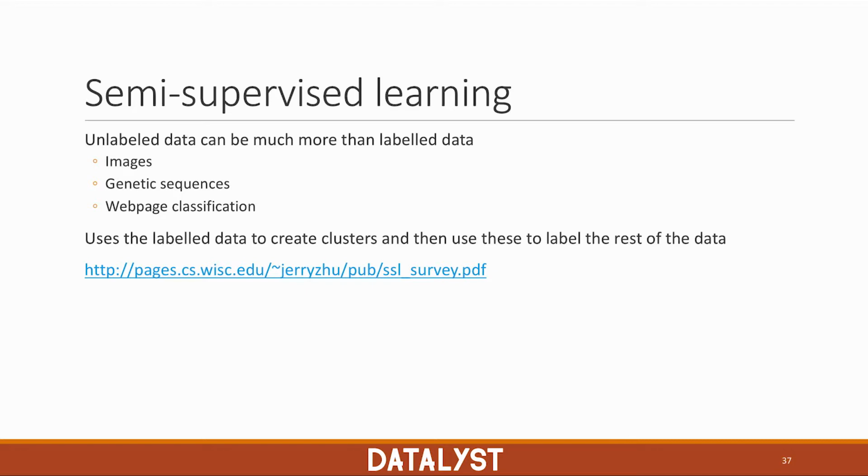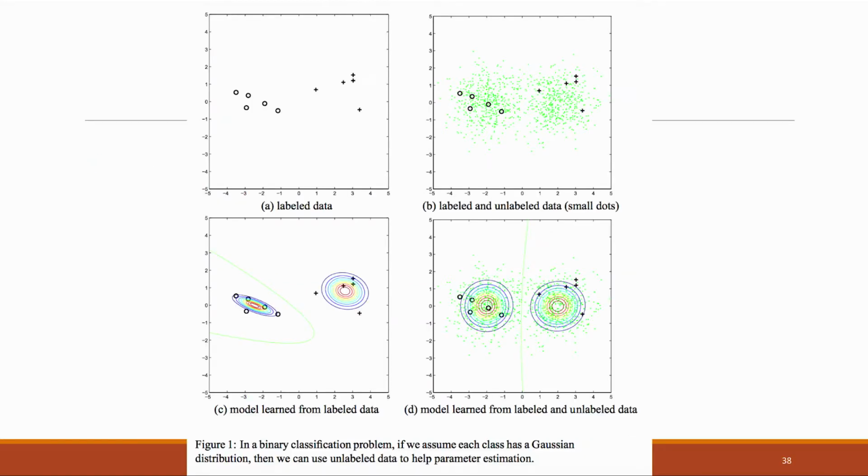And in this image, which is taken from a paper which I'm referencing, you can see how semi-supervised learning works. We start in the upper left corner at A, and we have labeled data for two different categories. Okay, we have labeled data for the crosses and for the small circles. In picture B, we see the labeled and the unlabeled data. Okay, so we see the small dots, the crosses, and the circles. So our model learns from the labeled data, and we see this in C.